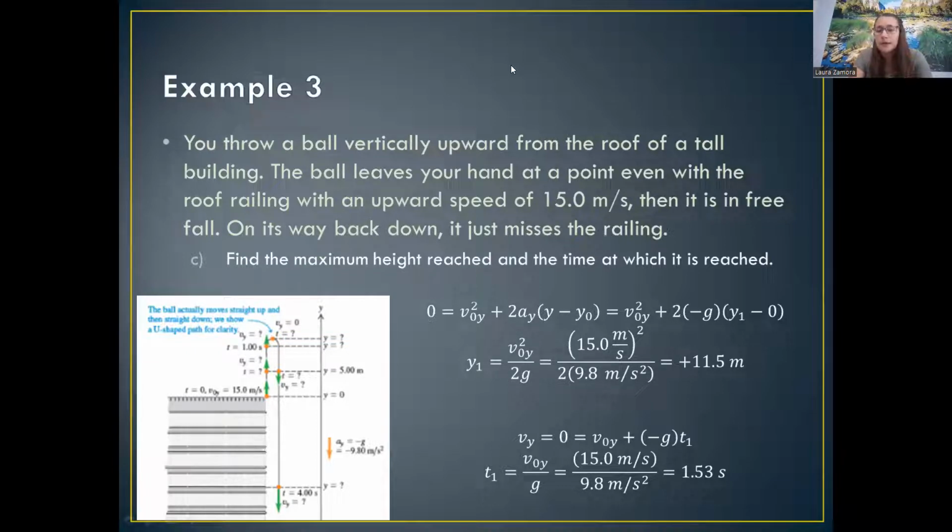Now, if you want to know what time that will happen, again, there are lots of equations that use time. Figure out which one works best with the variables that we know and are given. So in this case, I'm just using this equation, right? Final velocity equals initial velocity plus negative g times time. Again, our initial velocity is 15, g is 9.8, and our final velocity at the top, again, is 0. So we're solving for time, and we get a time of 1.53 seconds.